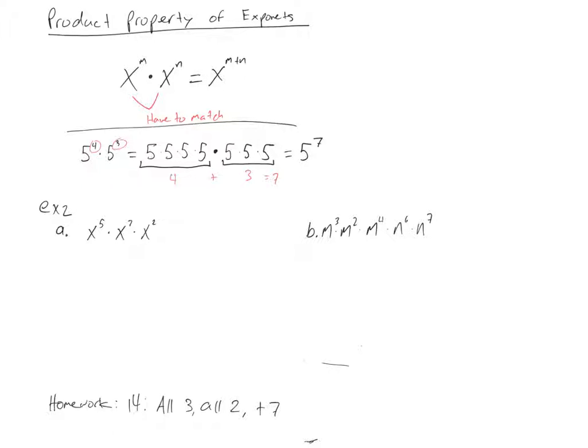So let's try that out real quick. The same thing will work with 3 numbers. Here, this is example 2a: x to the 5th times x to the 7th times x squared. That's simply going to be x to the 5 plus 7 plus 2. Well, 5 plus 7 would be 12, plus 2 more would be 14. So it's going to be x to the 14th as my answer.